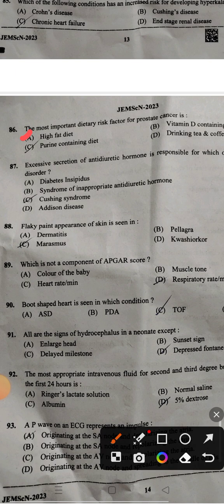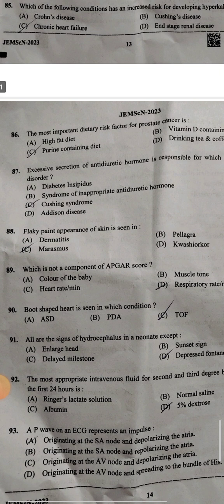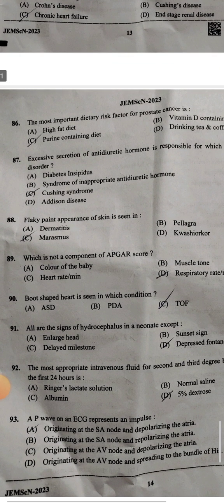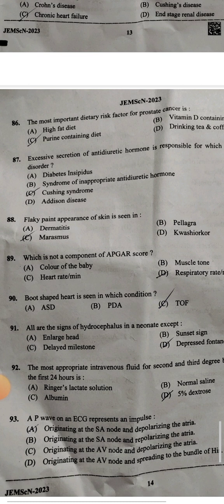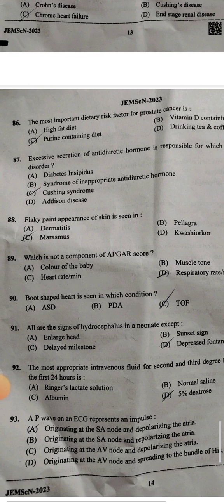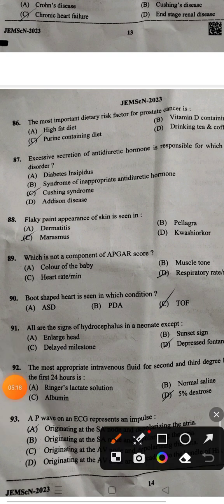Question number 87. Excessive secretion of antidiuretic hormone is responsible for which of the following disorders? Option A diabetes insipidus, option B syndrome of inappropriate antidiuretic hormone, option C Cushing syndrome, and option D Addison's disease. If a low level of antidiuretic hormone is secreted, diabetes insipidus occurs, and Cushing syndrome occurs due to a high level of cortisol. The right answer is option B, syndrome of inappropriate antidiuretic hormone.